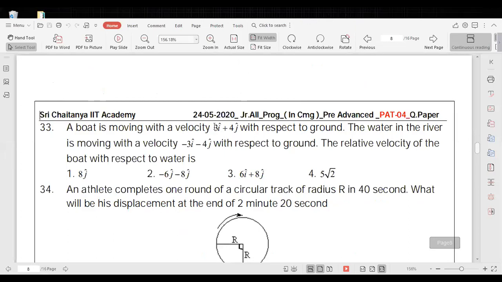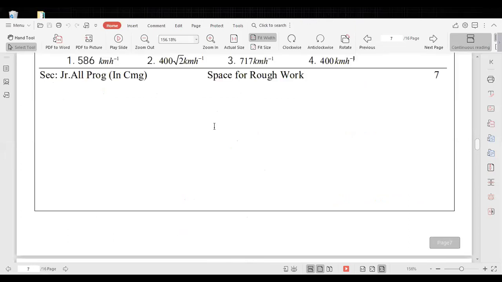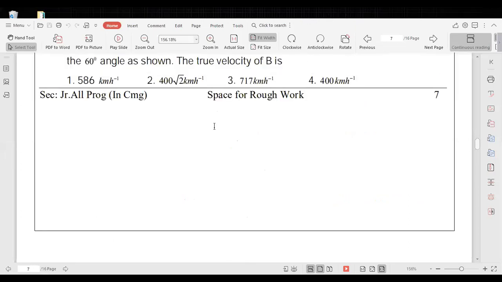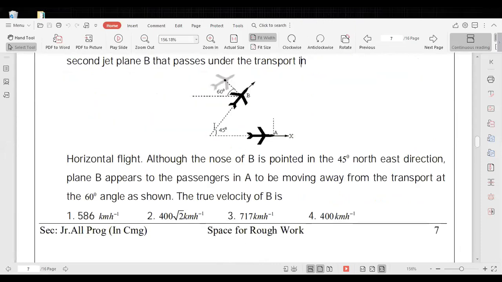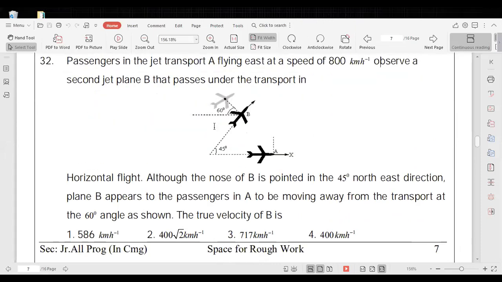Okay, the 32nd problem. All of you see. The 32nd problem is on your display. You see.